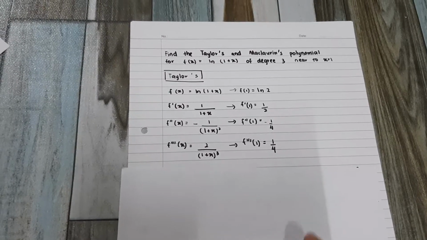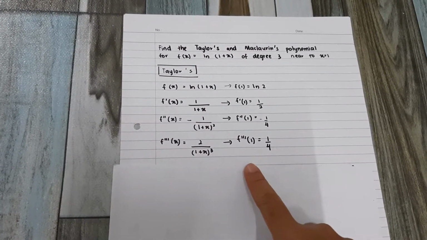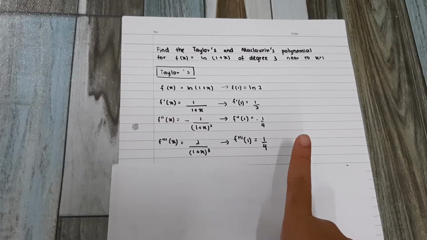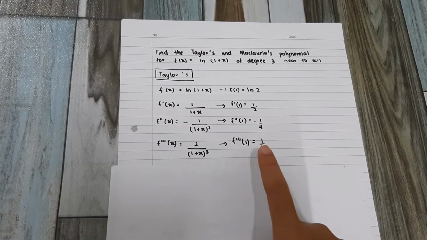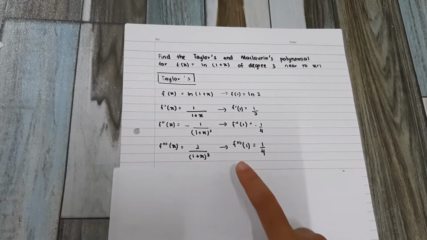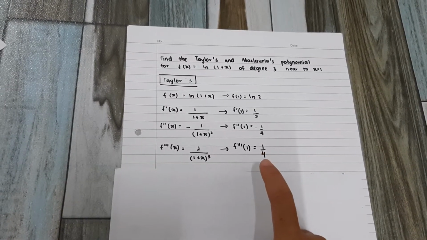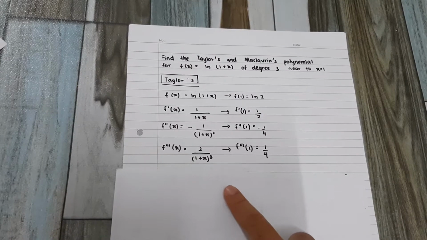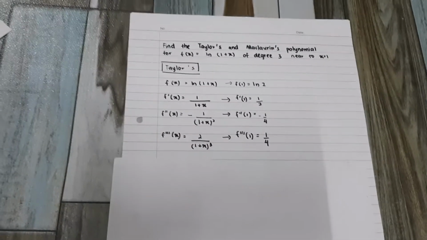And for this we substitute the value of x into the function, so we get f of 1 equals ln 2, f prime 1 equals 1 over 2, f double prime 1 is equal to negative 1 over 4, and f triple prime of 1 is equal to 1 over 4.